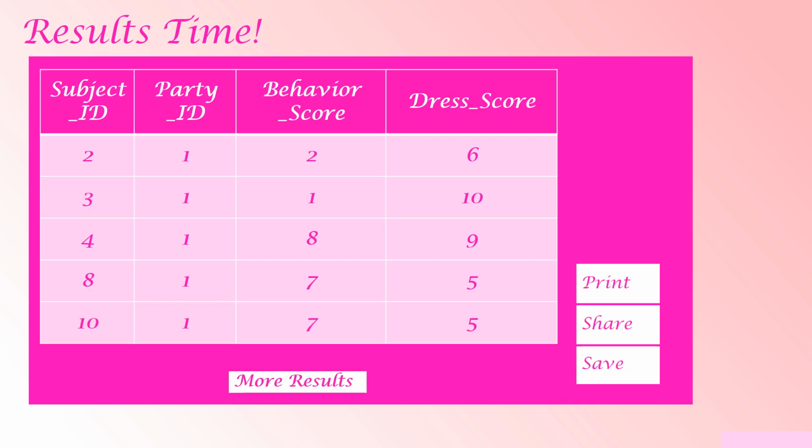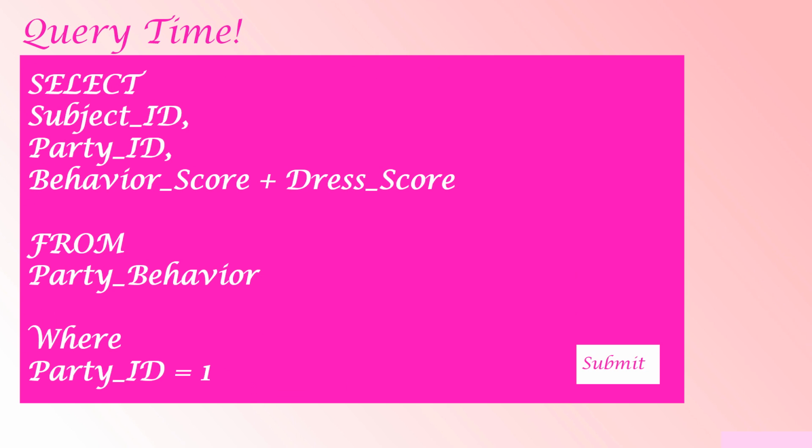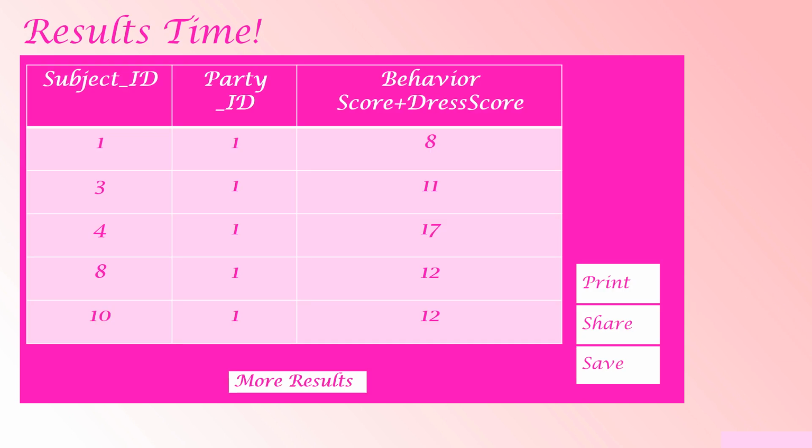But what if Cinderella wanted to view the dress score and behavior score together, more like a super score for each subject? This way she could easily identify guests who were not only behaving poorly, but also dressing poorly, and guests who were not only dressing sharp, but also behaving wonderfully. We could manually do it, or we could combine these two columns in our select section by using the plus sign and adding them together. This time our result set would look something like this.